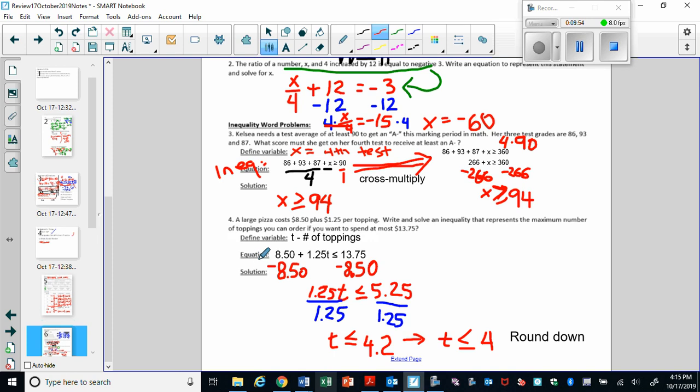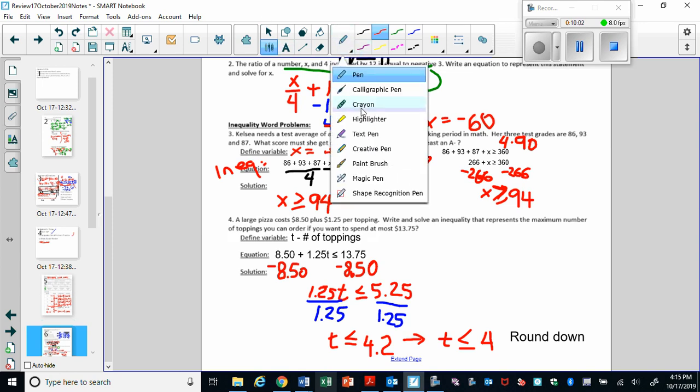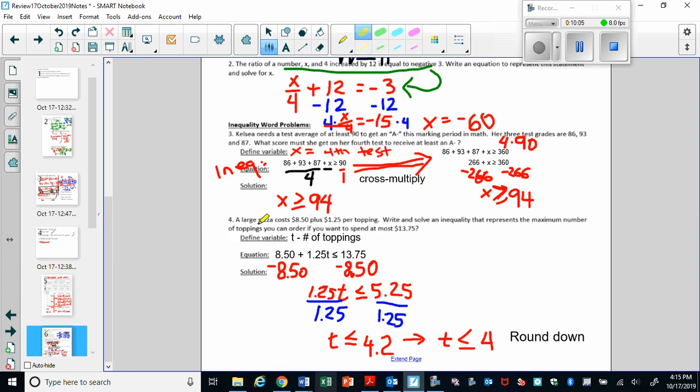This problem, set up 8.50 plus 1.25 per topping. I'm going to highlight that part. So this large pizza, $8.50 plus $1.25 a topping. Now we want to spend at most $13.75. So the at most is less than or equal to. Oops, I did not need to highlight that negative sign. At most means less than or equal to.